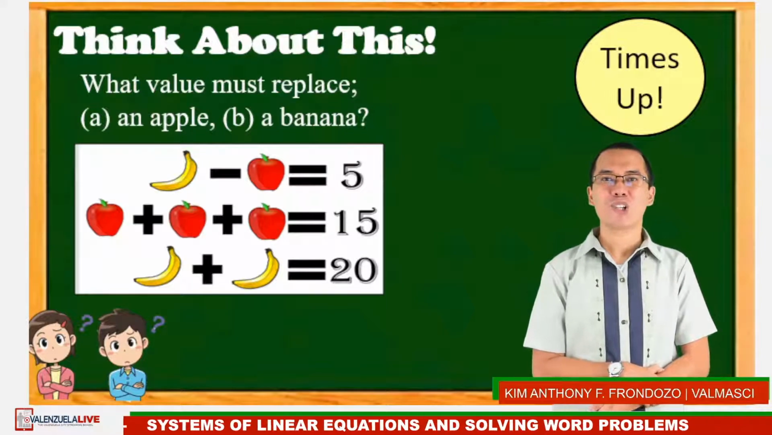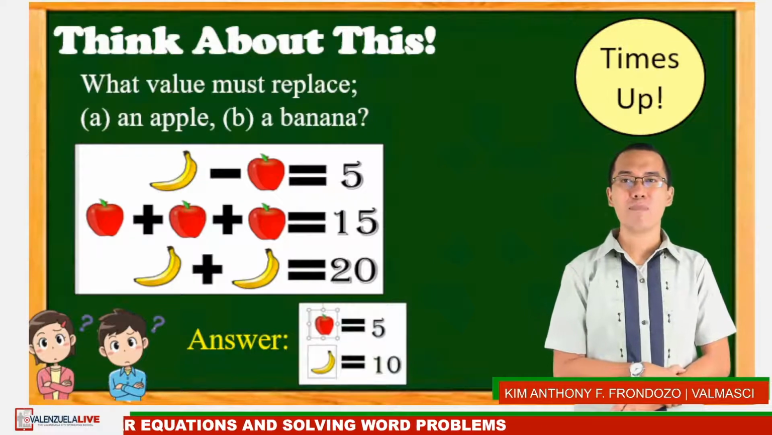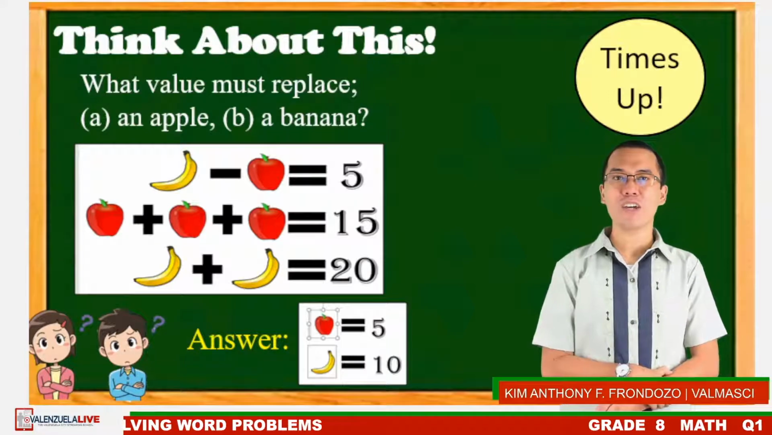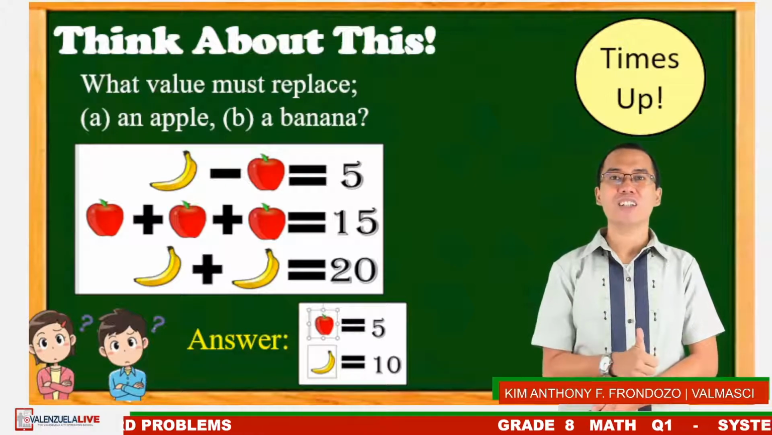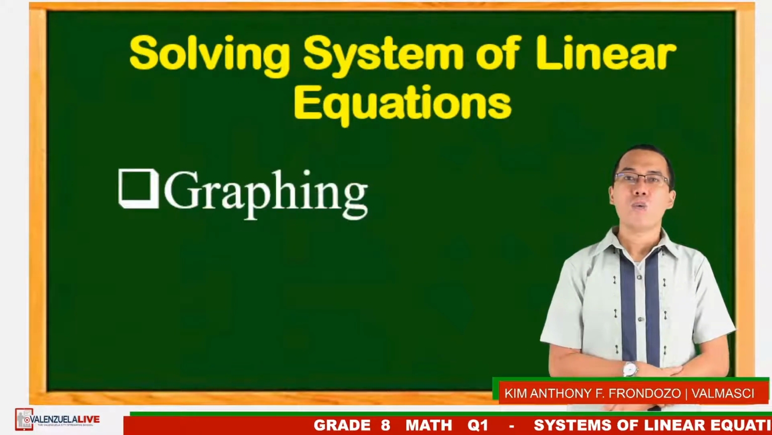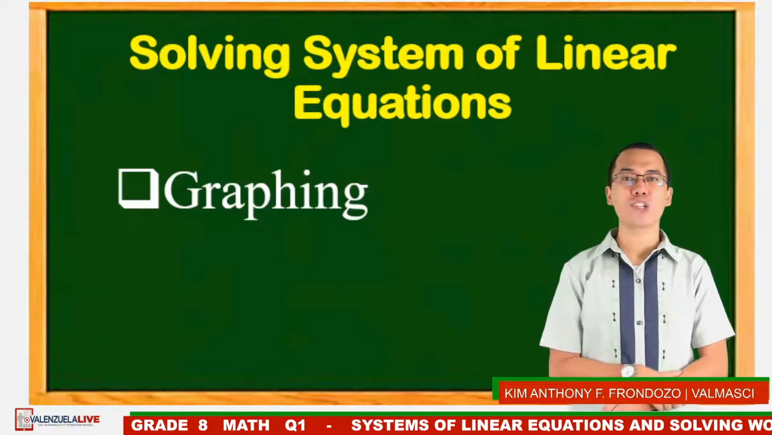Time's up. So the correct answer is that an apple is equal to 5 and the banana is equal to 10. Did you get the correct value for each? Very good. Solving systems of linear equations, we have 3 different methods on how to solve systems of linear equations.